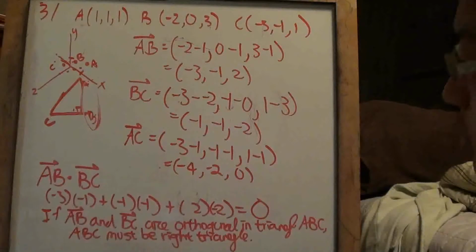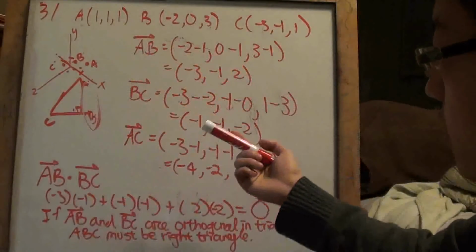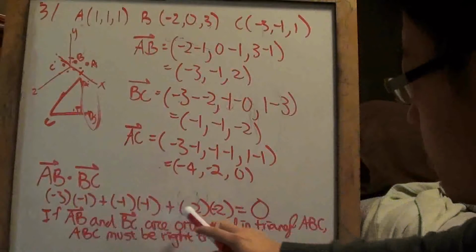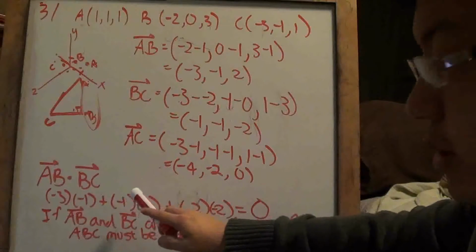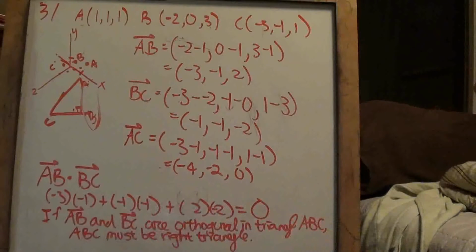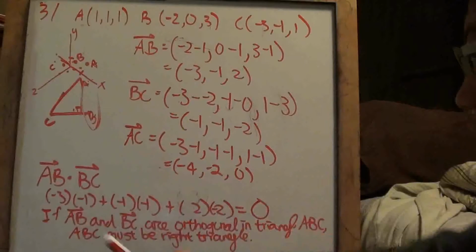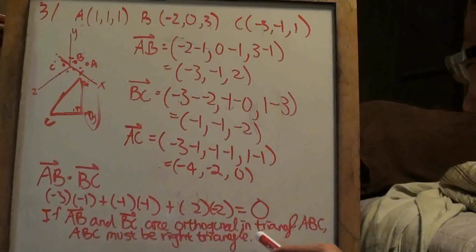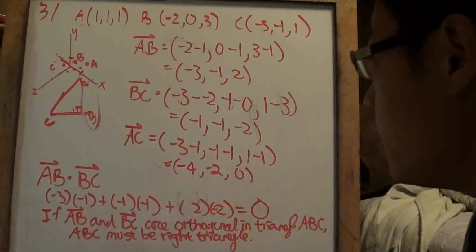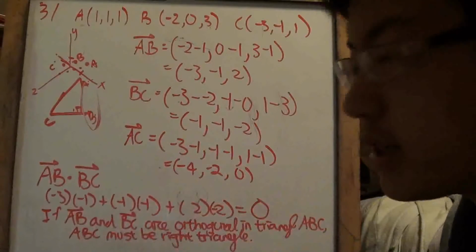So I start with AB and BC, and luckily, you guys know I have to do the dot product by now, so just follow through and it equals 0. So yay, we got really lucky. It's 0. So if AB and BC are orthogonal in triangle ABC, then ABC must be a right triangle, right? You don't have to be this wordy, but you get the idea.